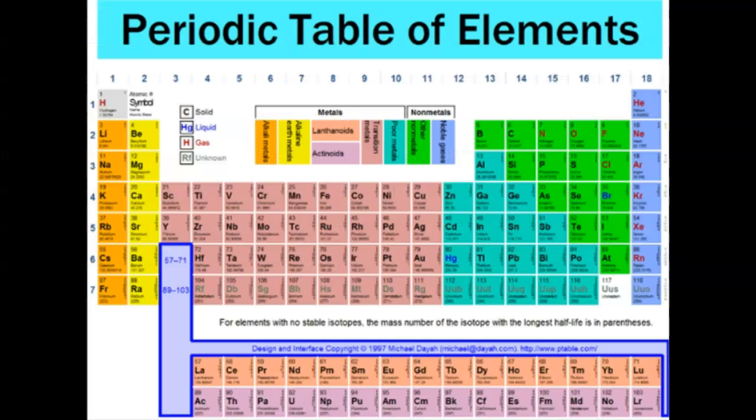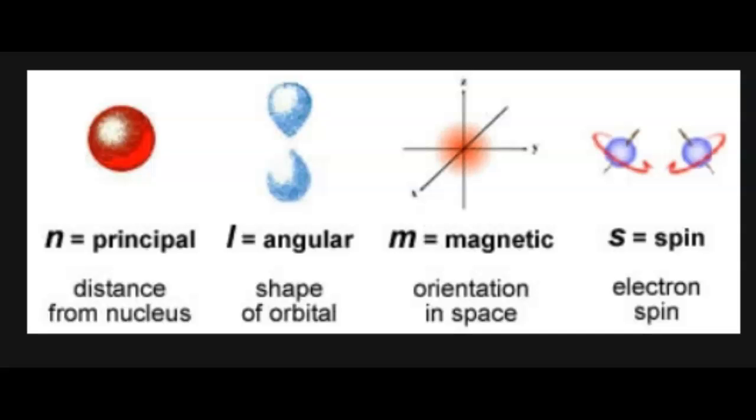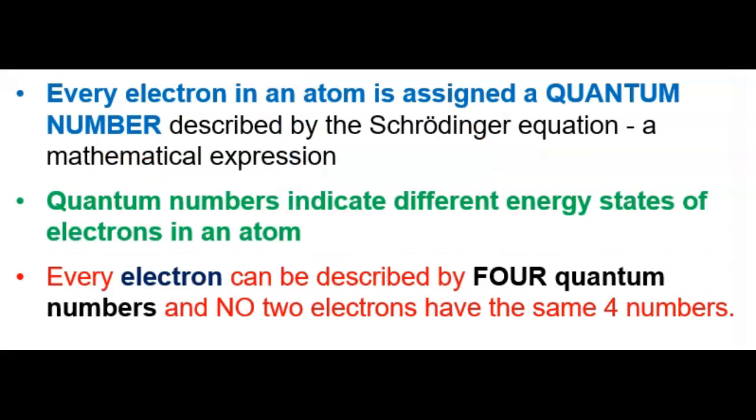The 7 floors of the Electron Hotel correspond to the 7 rows on the periodic table. These rows represent the first quantum number, which are the energy levels of the atom. Every electron in any atom can be designated or represented by 4 distinct quantum numbers. Every electron in an atom is assigned a quantum number described by the Schrödinger equation, a mathematical expression. Quantum numbers indicate the different energy states of electrons in an atom. Every electron can be described by 4 quantum numbers, and no 2 electrons have the same 4 numbers.